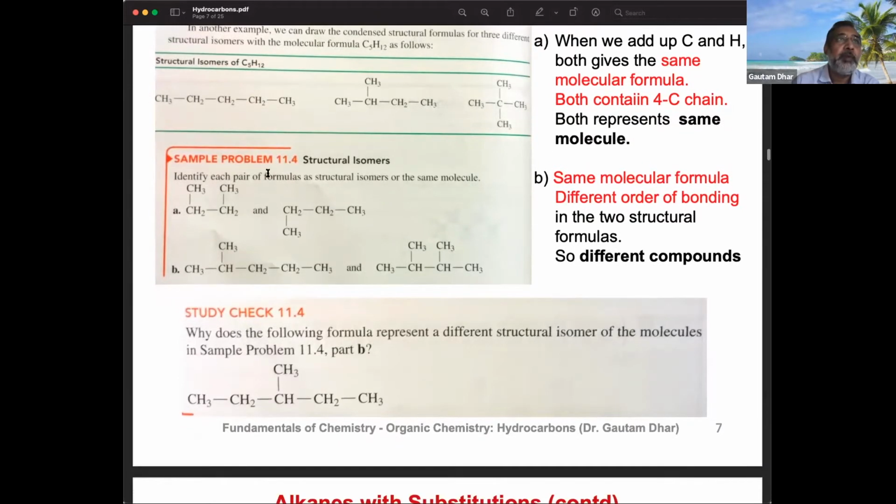Now, if you look at problem number 11.4, these two formulas are the same because if I go along the chain and see the length of the chain, they are the same. So always look for the length of the chain. Now, in B, in this long chain, you have 1, 2, 3, 4, 5 carbon atoms, and 1, 2, 3, 4 carbon atoms. So in B, these two compounds are basically different compounds.